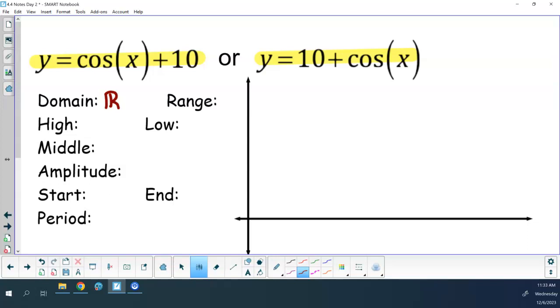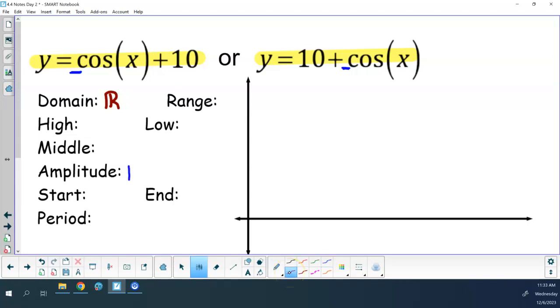Okay? What is the amplitude of this function? No. What is it? It's 1. Remember, it's the number in front of the trig function. So my amplitude shows up there, or my amplitude shows up there. So the amplitude is 1.